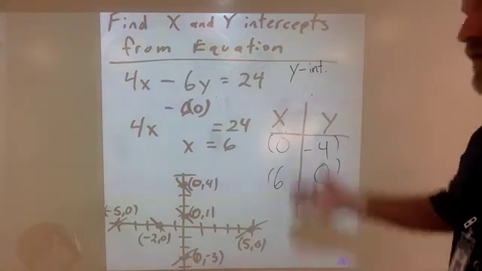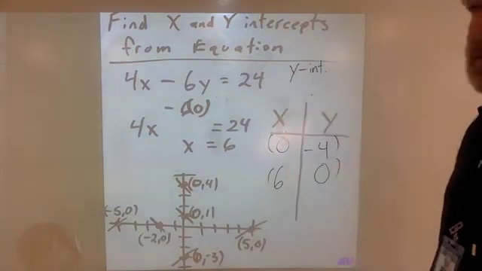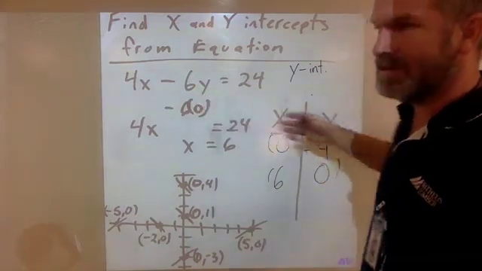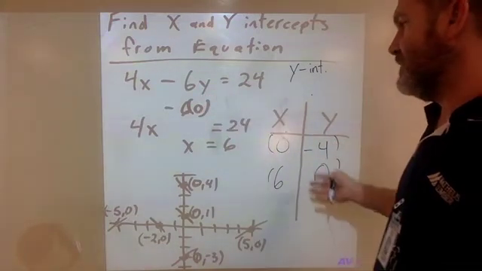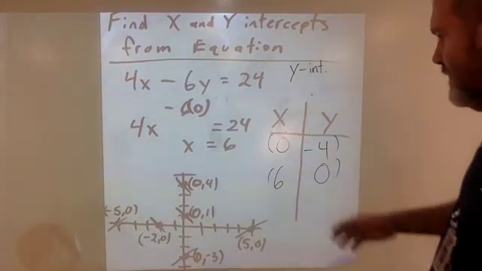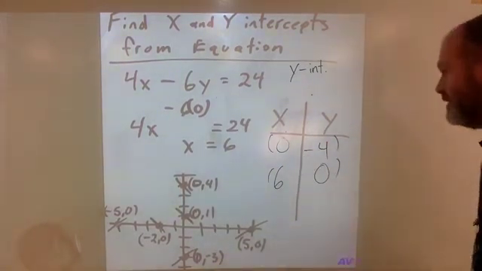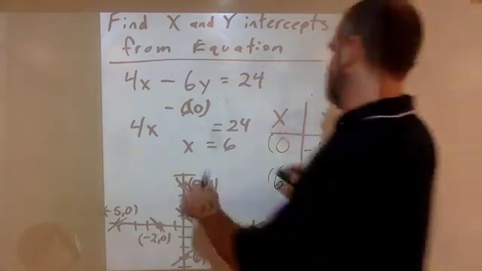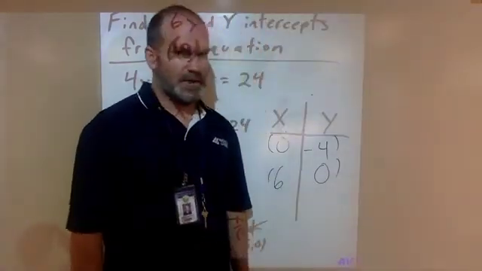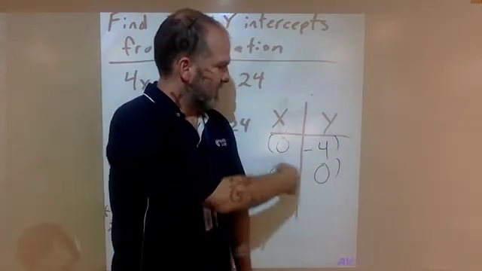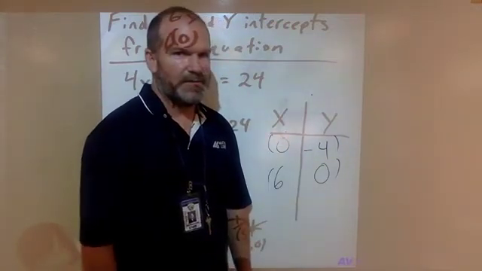When you're given an equation, and they say find the x and y intercepts, you just plug in a 0 for x, and that'll tell you the y-intercept. You plug in a 0 for y, that tells you the x-intercept. And this can work backwards too. Like they might just give you the table. All this stuff here might be gone, and they might just give you the table and say find an equation of the line for that table.